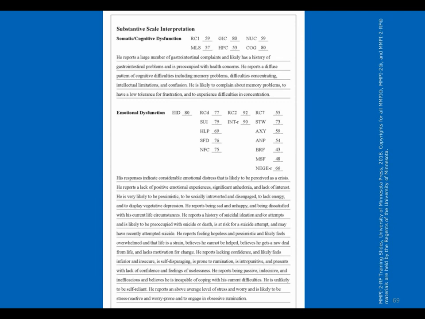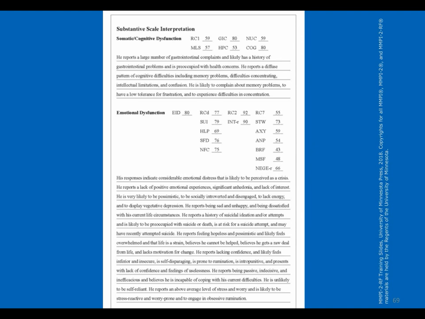Reports lacking confidence, likely feels inferior and insecure, is self-disparaging, is prone to rumination, is intropunitive, and presents with lack of confidence and feelings of uselessness. He reports being passive, indecisive, and inefficacious, and believes he is incapable of coping with his current life difficulties. So that would complete our interpretation of the specific problem scales that are associated with RCD. And as an aside, we're getting here perhaps a very coherent picture that we would likely expect from somebody who presented for suicidal ideation to a psychiatric inpatient hospital like we have here.